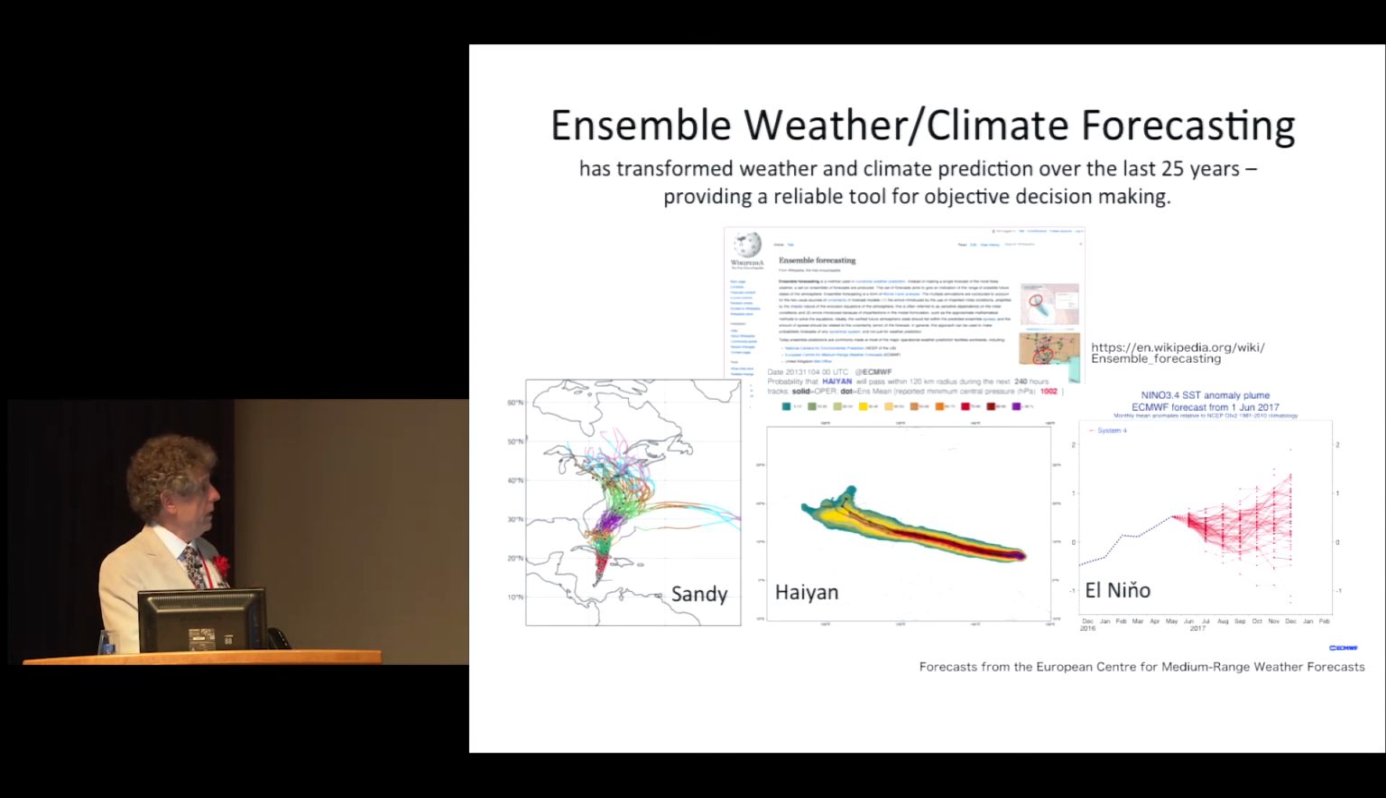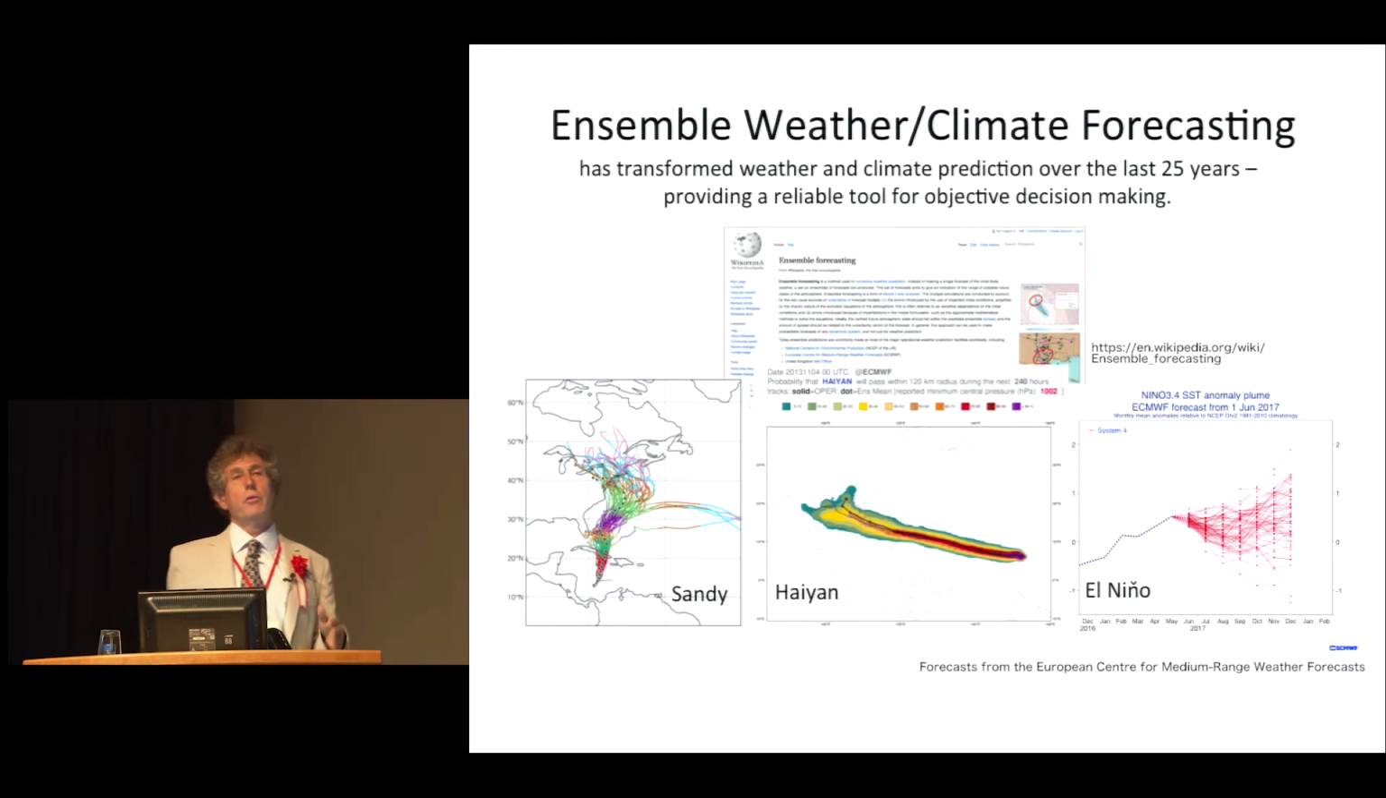But the ensemble indicates there is a very substantial probability of it recurving and hitting the east coast of the US. So at this range already, well over a week before, we can give a warning of the risk of a storm hitting somewhere on the east coast. We don't know exactly where at this stage.